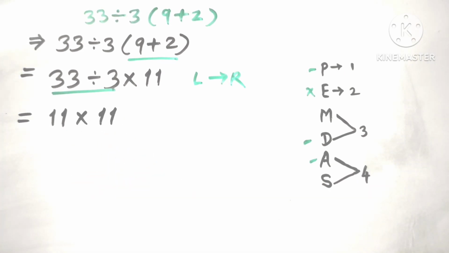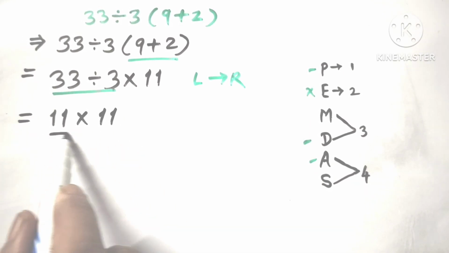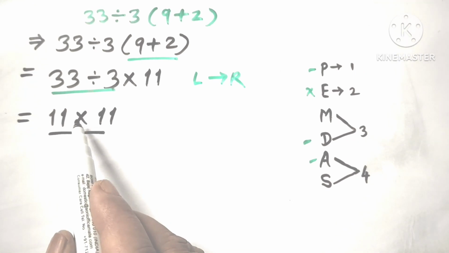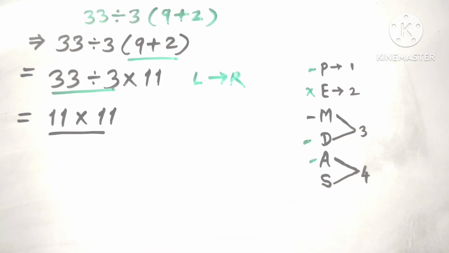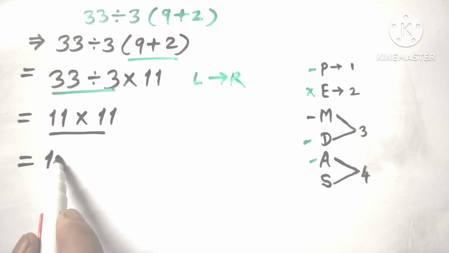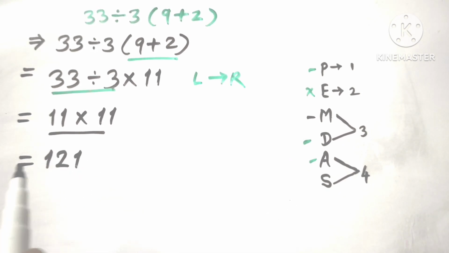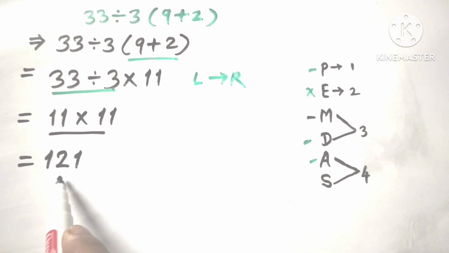We do the multiplication between 11 and 11, which is equal to 121. 121 is the correct answer.